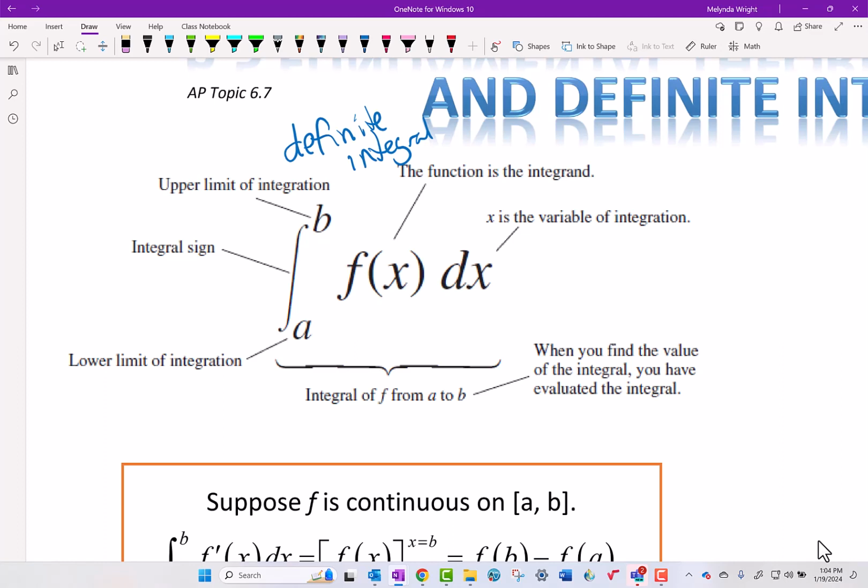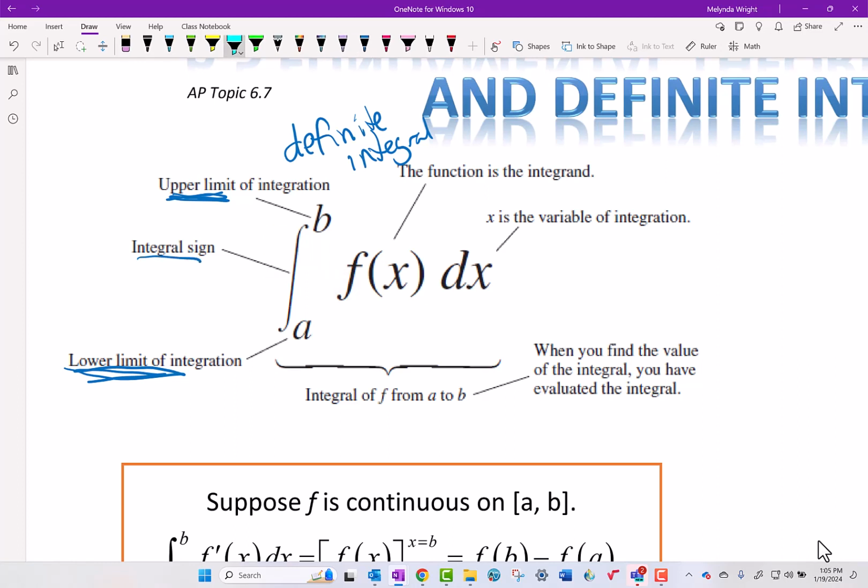So they have names, so we're going over vocab. This is a formal name. The lower limit of integration is the one on the bottom, and the upper limit of integration is the one on the top. Or lower limit, lower bound, upper bound, whatever phrasing you want to use. This thing, which looks kind of like an S, is called an integral sign.